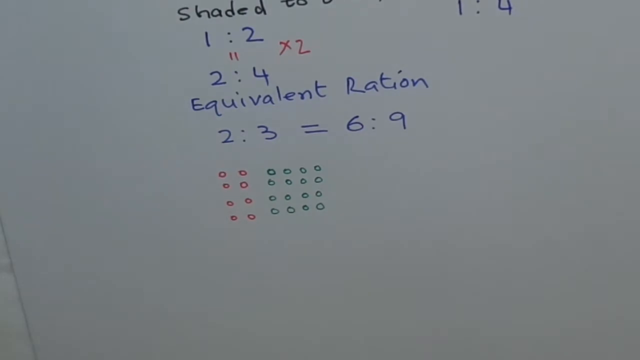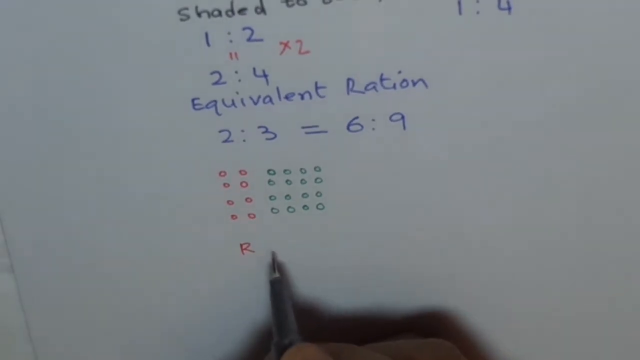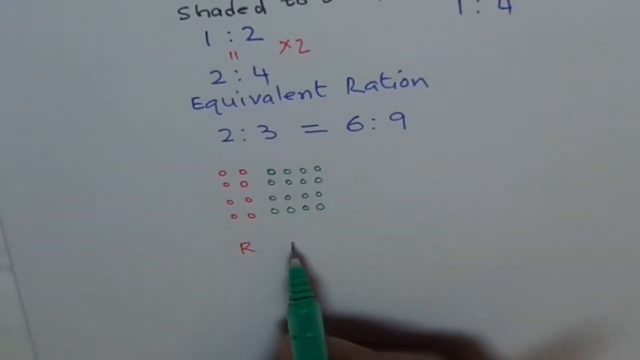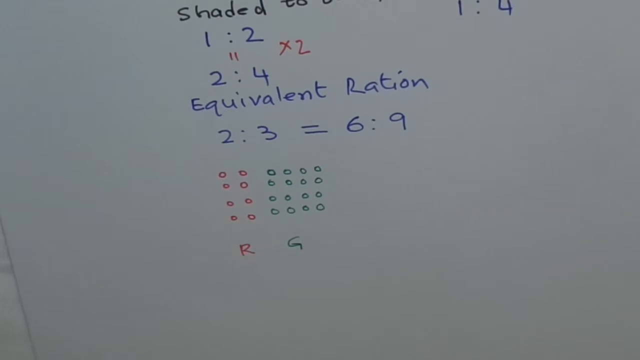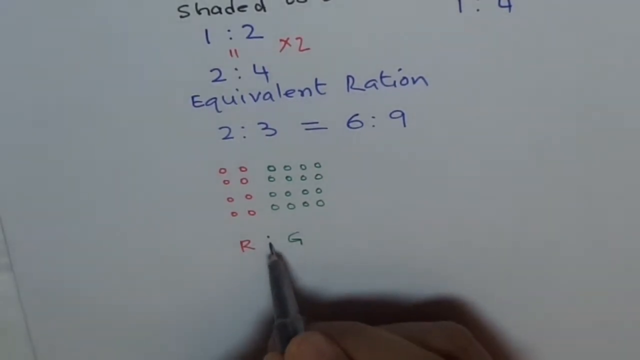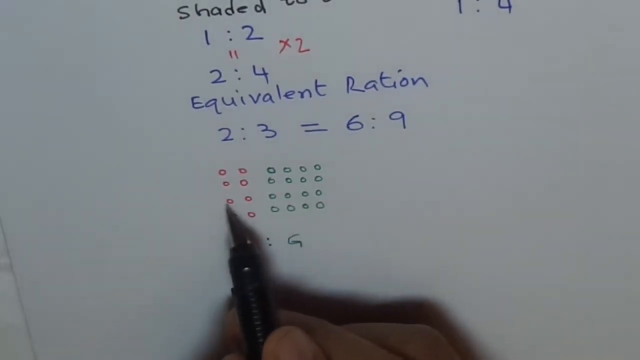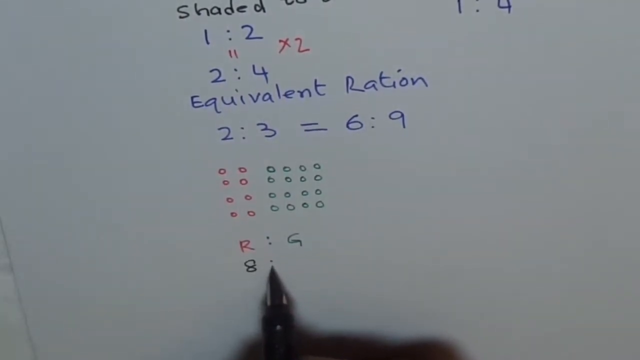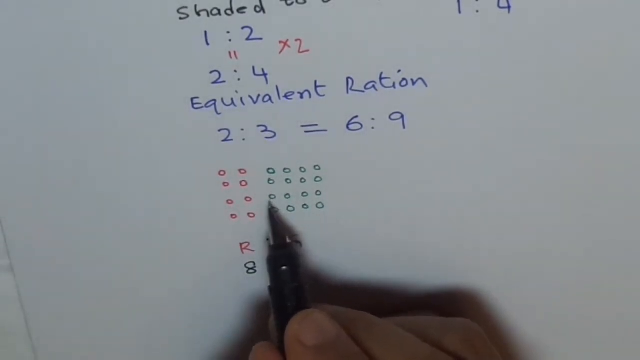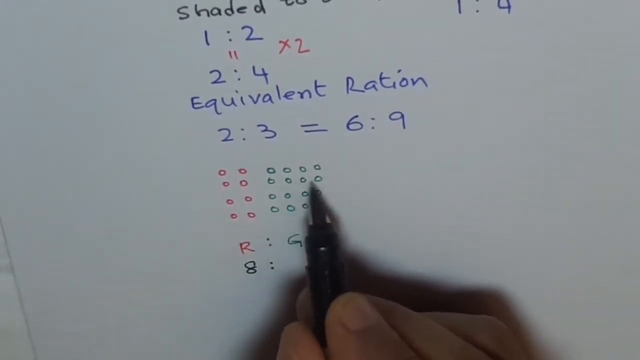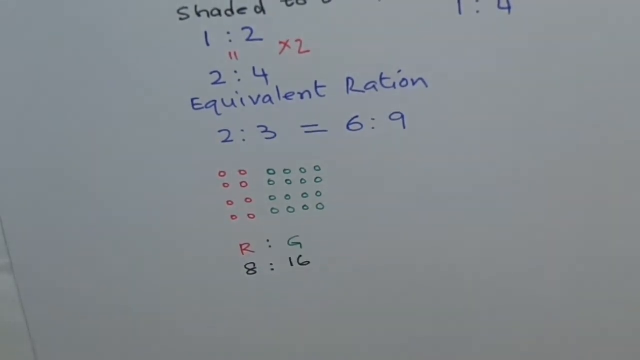So what is the ratio of red to green beads? Let me write green with green, okay? What is the ratio of red to green beads? Can you tell me? How many are red and how many are green? 1, 2, 3, 4, 5, 6, 7, 8. 8 red. And how many green? 16 green. So green are 16, red are 8. The ratio of red to green beads here is 8:16.